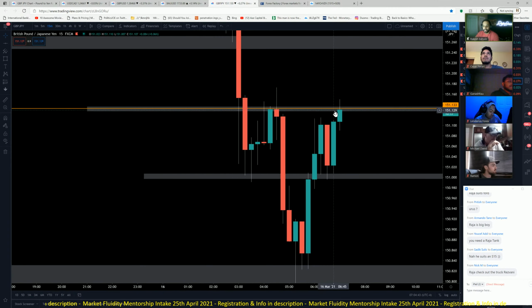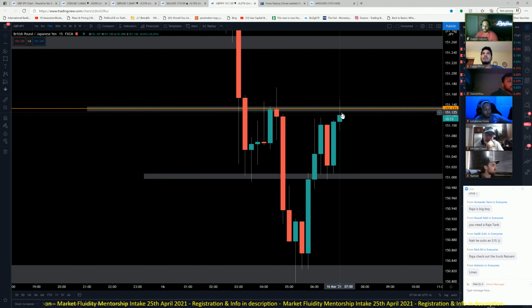Look at this rejection here. We need this candle to close bullish to be able to continue going up. But if it closes back in the range, then we're ranging between 151 and 151.40, 150.